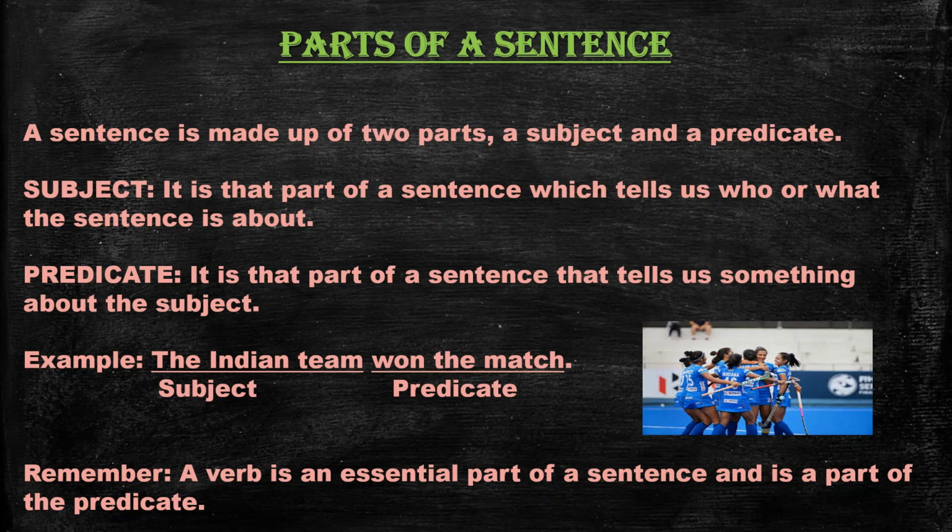This we will understand with the help of an example. The Indian team won the match. So here the doer of the action is the Indian team. That comes under the subject. And what did the Indian team do? It won the match. So, won the match will be the predicate. A very important thing to notice here is that the verb or the action done is always and necessarily a part of the predicate. It is not a part of the subject.